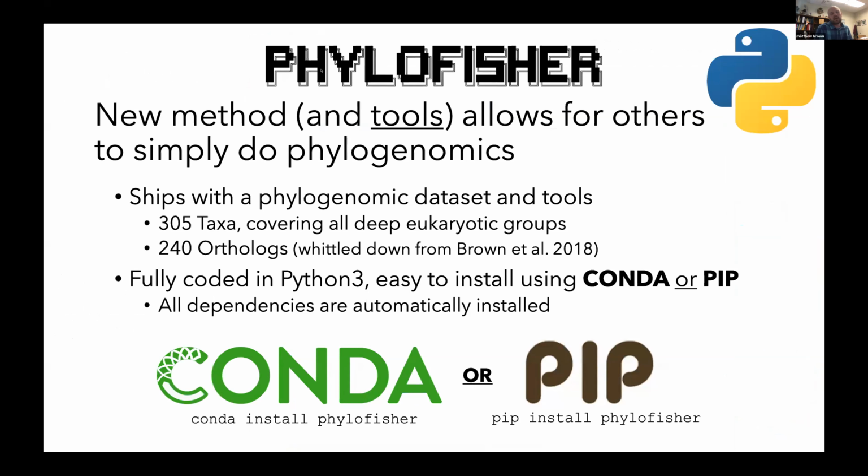This is a new method, and it includes a lot of tools that allow others to simply do phylogenomics. It ships with the phylogenomic data set that will become available to everyone, and a large number of tools. It includes 305 taxa. This covers all of the deep eukaryotic groups. It includes 240 orthologs that we've whittled down from our Crumbs paper in 2018.